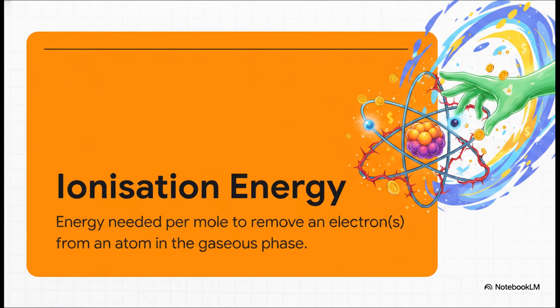Here's the catch, though. Atoms don't always stay the same size, and they definitely don't always keep their electrons. If you want to pull one of those outer electrons away, you have to pay a toll. Ionization energy is the energy needed per mole to remove an electron from an atom in the gaseous phase. It is the exact currency you have to pay to rip an electron off. Some atoms give them up for super cheap, while others hold on for dear life.